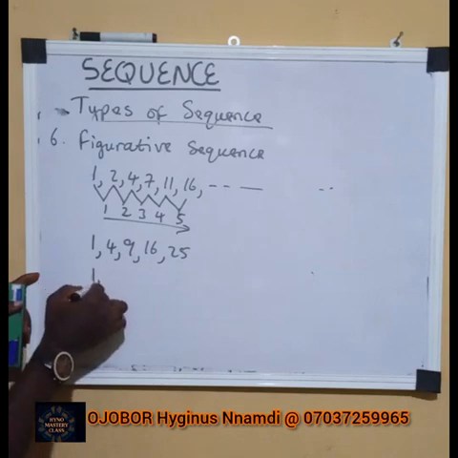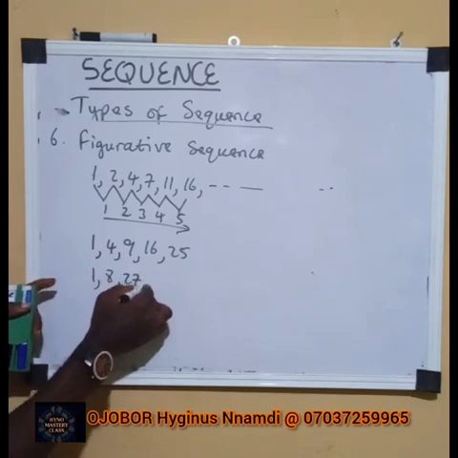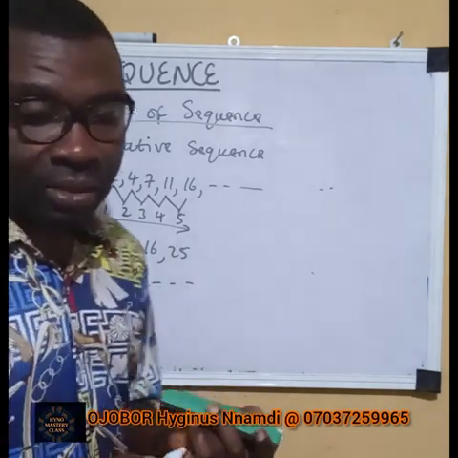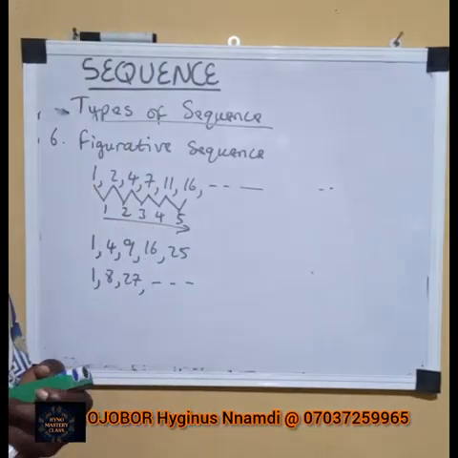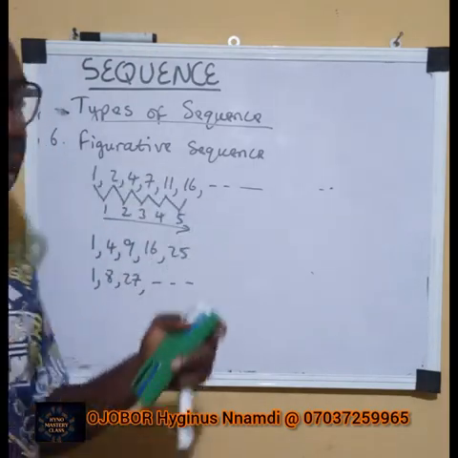The cube of 1 is 1. The cube of 2 is 8. The cube of 3 is 27. It will continue to go in that order. Okay? That is what you refer to as a figurative sequence.